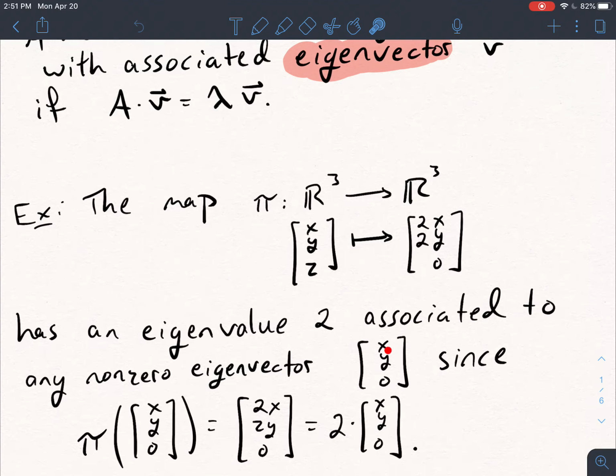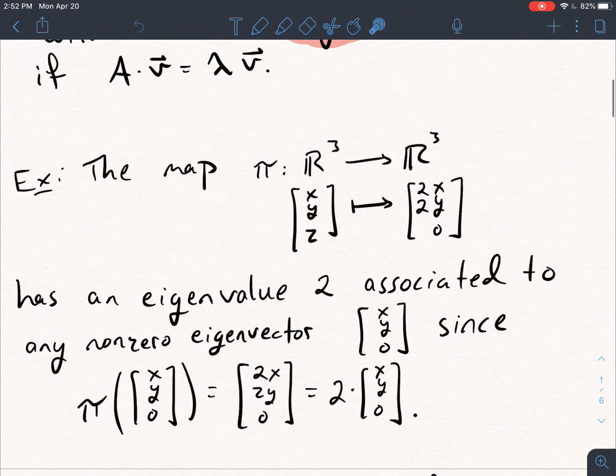This has an eigenvalue of 2 associated to any non-zero eigenvector of the form x, y, 0. So I'm giving you an infinite collection of eigenvectors associated to this eigenvalue of 2. And this is true because pi of x, y, 0 is equal to 2x, 2y, 0, right? This map just tells me to make my third coordinate 0. And so I get 2x, 2y, 0, and I can factor out this 2. And now I have pi of vector is equal to 2 times that vector.